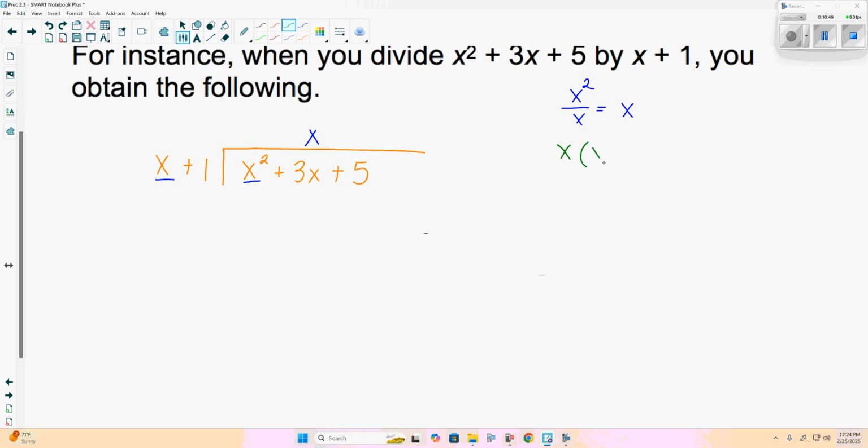So we'll start off with taking that x and multiplying it by our x plus 1. Well, our x times x is x squared. X times 1 is plus x. We can line it up under our expression, and just like before, we're going to subtract. So our x squared minus x squared would be 0, just like we wanted. 3x minus x is going to give us 2x. And then we'll bring down our plus 5.